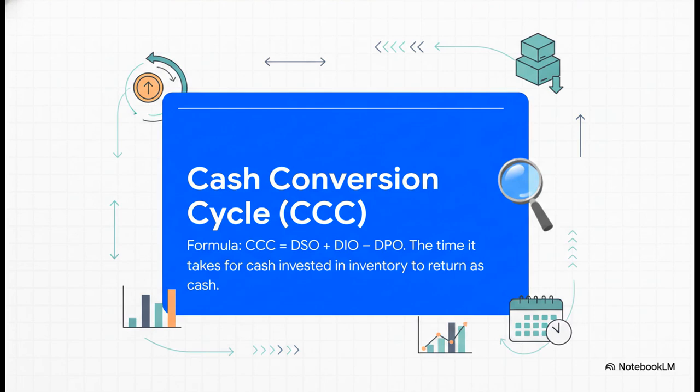That's it. So the goal of pretty much every treasury team on the planet is to make this cycle shorter: collect from customers faster, hold less inventory, and maybe pay your own suppliers just a little bit slower. It is the purest measure of capital efficiency.